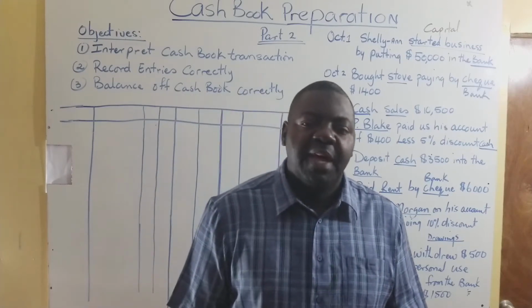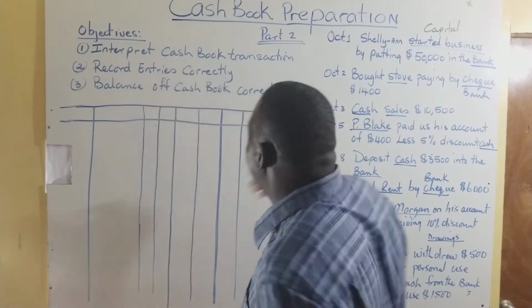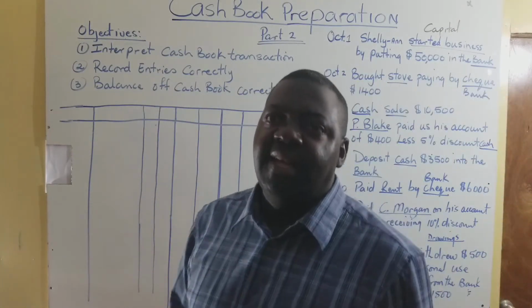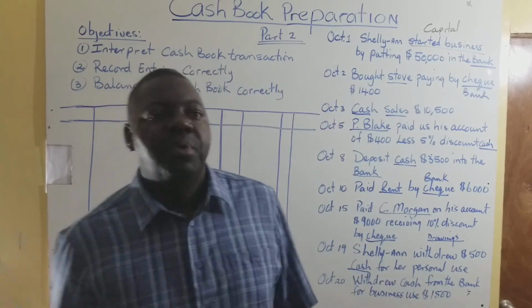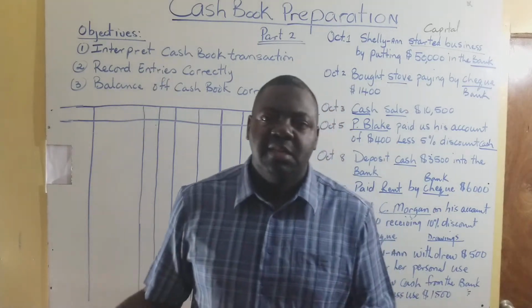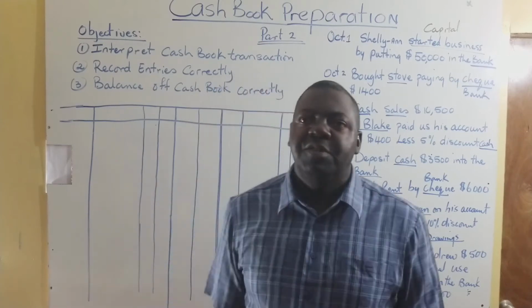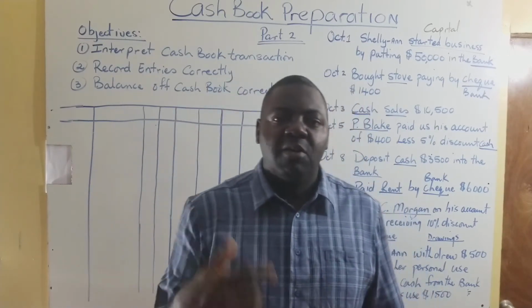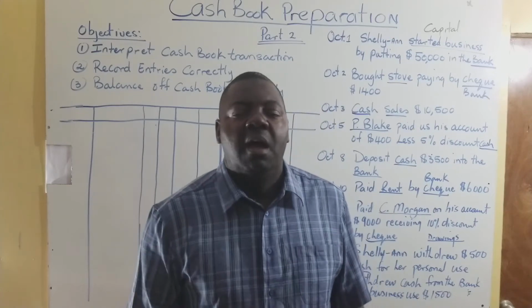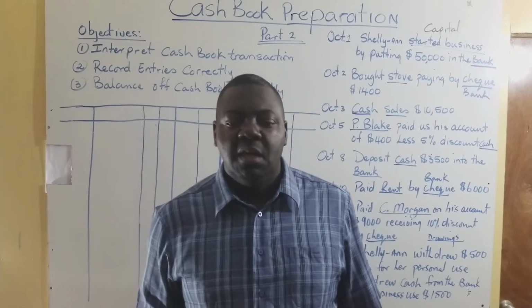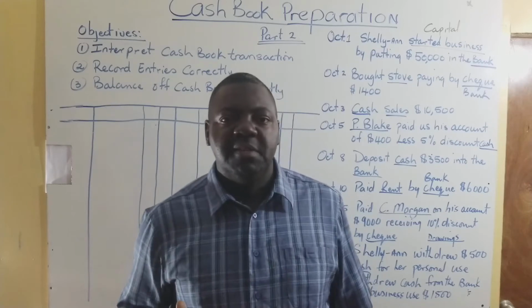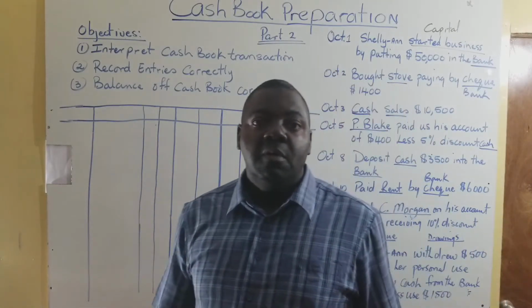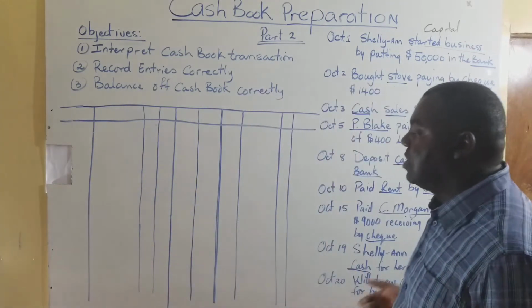An example of that is, let us say, Shelly-Ann is operating a restaurant, and Shelly-Ann decides that she is going to take perhaps one of the chickens that she has in the refrigerator to take home to cook for her family. The value of that chicken would be drawings. She's taking from the business for her personal use. In this case, she's taking money for her personal use.